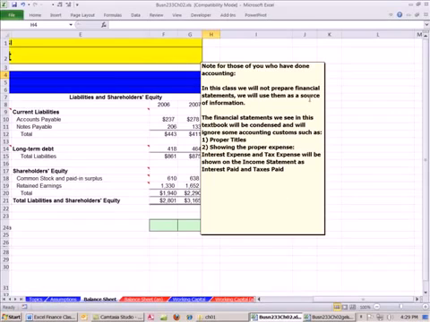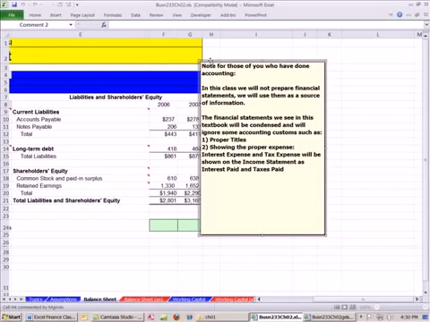In this class, we will not prepare financial statements. We will use them as a source of information. Actually, that's not quite true. We're going to do really, really basic financial statements with condensed numbers that finance people would use. The financial statements we see in this textbook will be condensed, and we'll ignore such things as proper titles, showing the proper expenses. You know, when we have interest and tax, it should be interest expense, tax expense. We'll list them lots of ways. But if you see interest paid and tax paid, usually in accounting, you don't want to list expenses like that. But in finance, we can go ahead and list things like that.